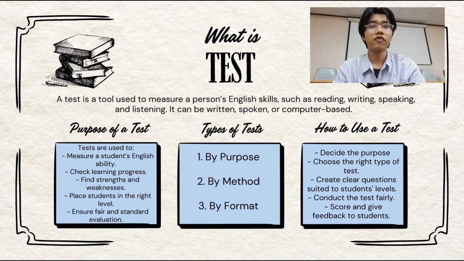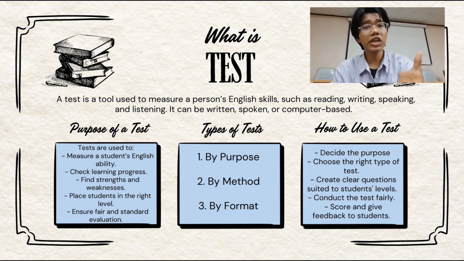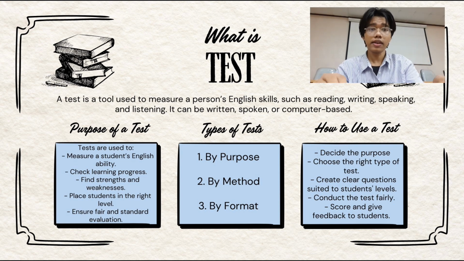And next, we have the purpose of the test. The tests are used to measure a student's English ability, check learning progress, find strengths and weaknesses, place students in the right level, and lastly, ensure fair and standard evaluation. And next, we get to the material of types of test. It has 3 types. First is by purpose, second is by method, third is by format.